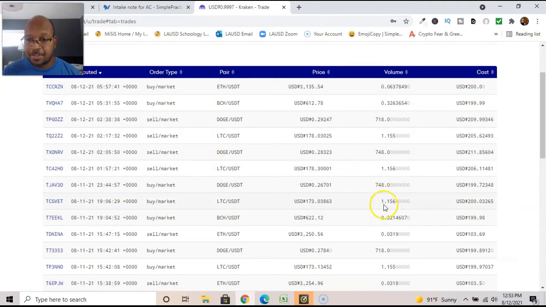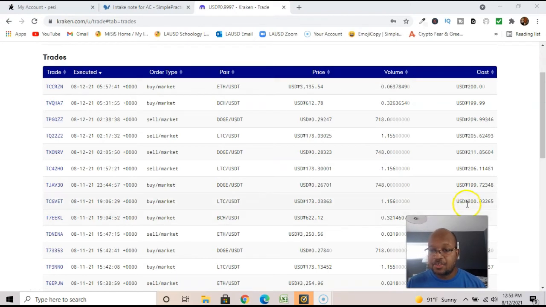So then I compare the two numbers. This number here is 200. That's the amount that I invested to buy Litecoin. And then it sold for 206.11. So I made a $6 and some change profit on Litecoin, and that's how you know whether or not you're profitable when a trade sells. That's the first way I do it.